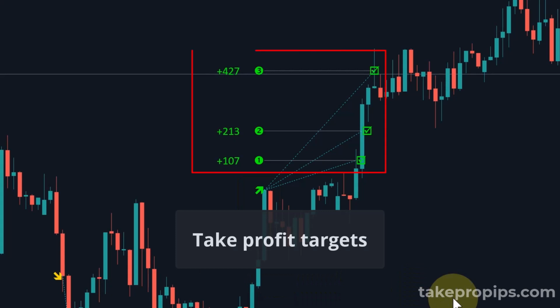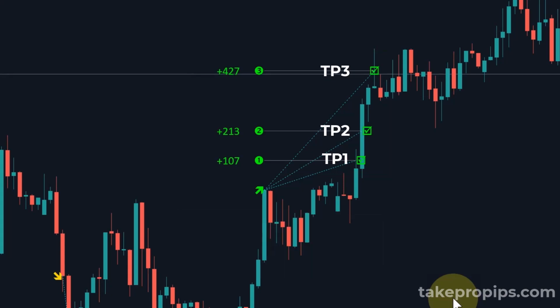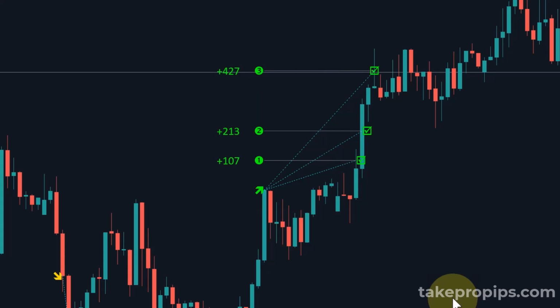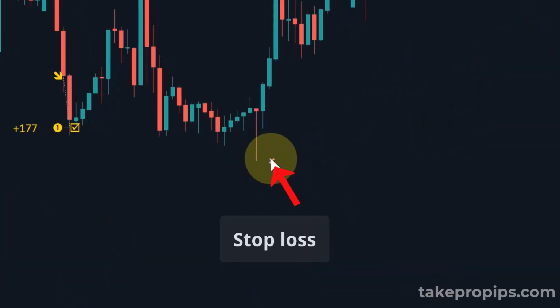Next is our three take profit targets, which we will refer to as TP1, TP2, and TP3. The numbers shown here are in points, meaning this number represents the size of your take profit, or the distance from your entry price to your target profit price. For example, our TP3 size is 42.7 pips or 427 points. Next is this purple X sign, which represents your stop loss level.